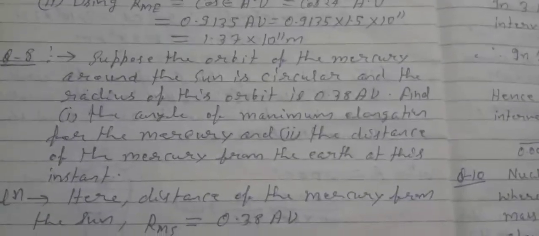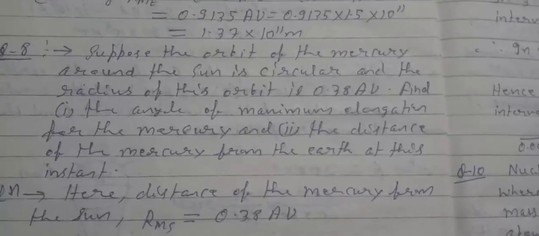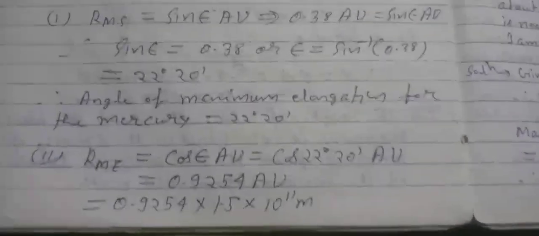Suppose the orbit of the Mercury around the Sun is circular and it's the same question. Sorry.